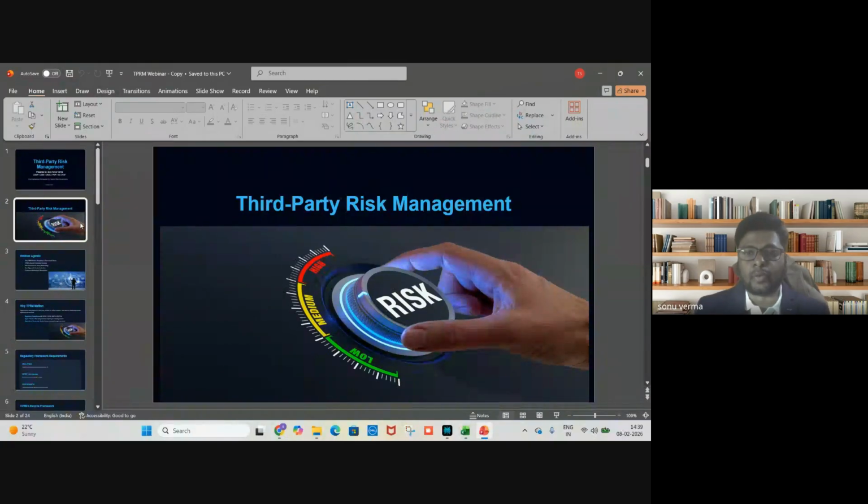Now, third party risk. First, we need to understand what exactly is the meaning of risk, what is the meaning of vulnerabilities, and how we are going to tackle that.